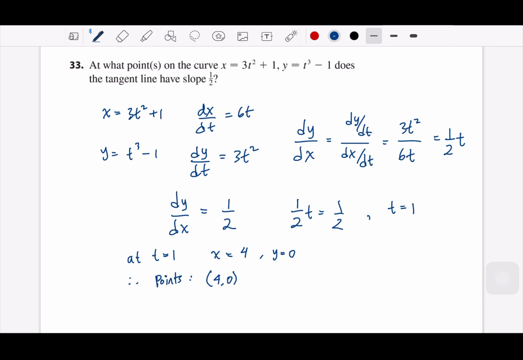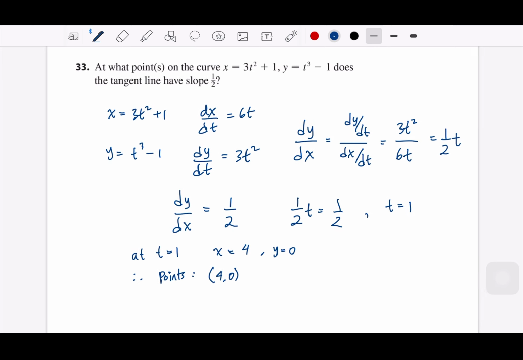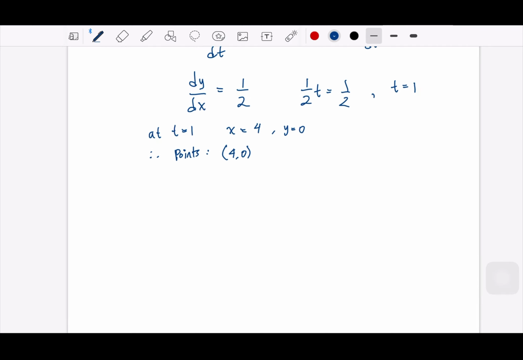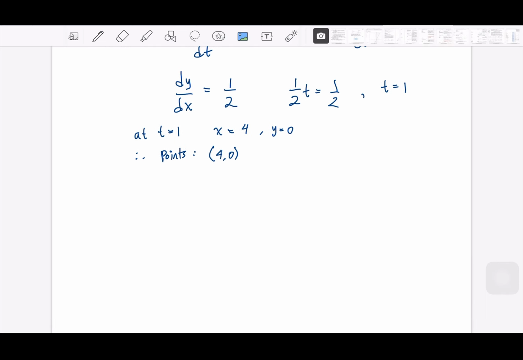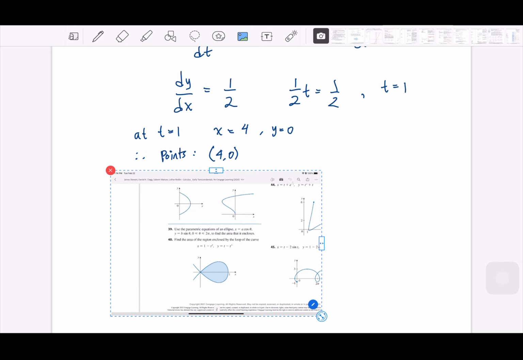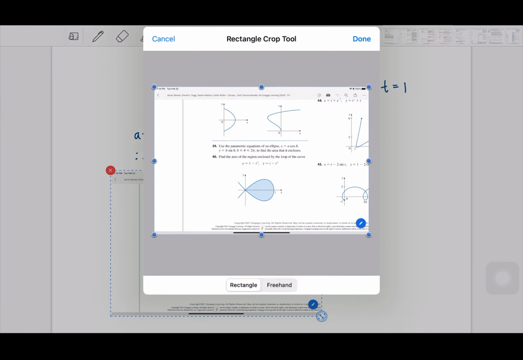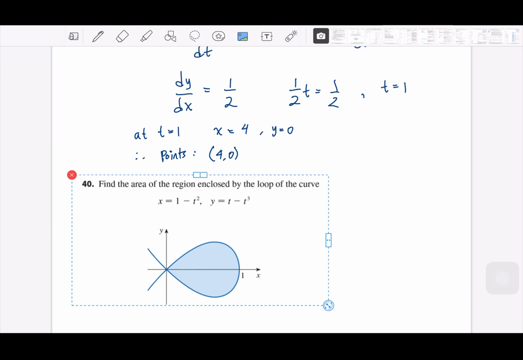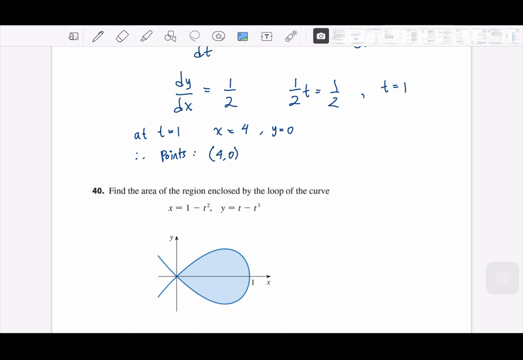Okay, I'll just give you some quick questions. The other question is this area. Okay, area of the region.